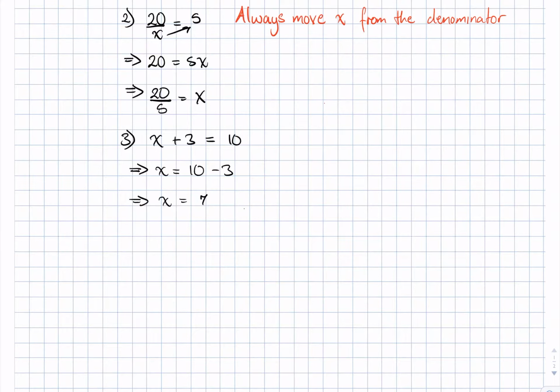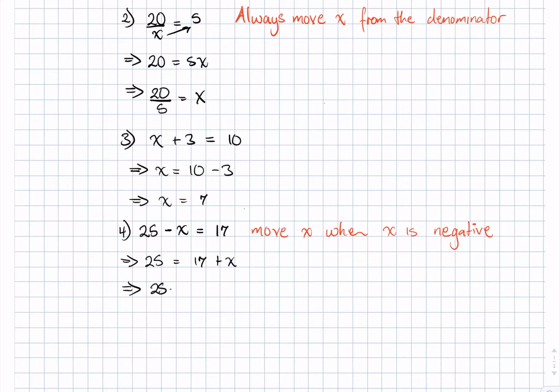Example number 4, we have 25 minus x being equal to 17. Since x is on the left-hand side, we want to bring x over to the right-hand side, making it a positive term. Thus, we have 25 being equal to 17 plus x. Thus, 25 minus 17 is equal to x, if we recognize that on the right-hand side, we are adding 17. If we're transposing for x, we will be subtracting 17 from the left-hand side, giving us 25 minus 17 equals x. This means 8 is equal to x, giving us our answer.